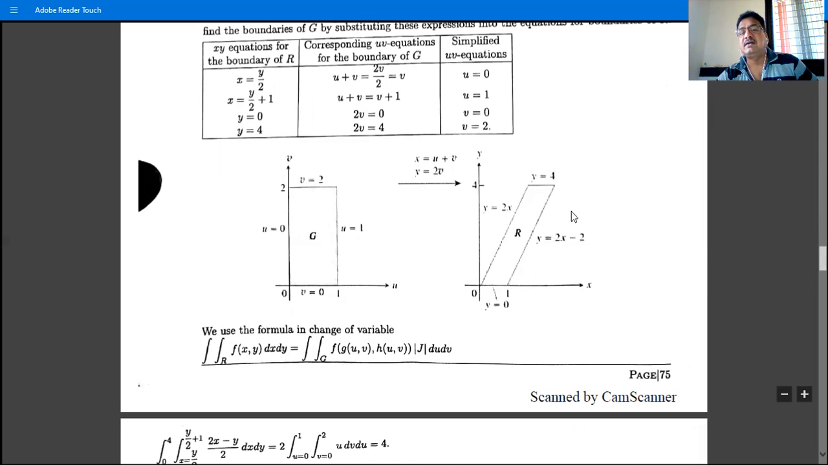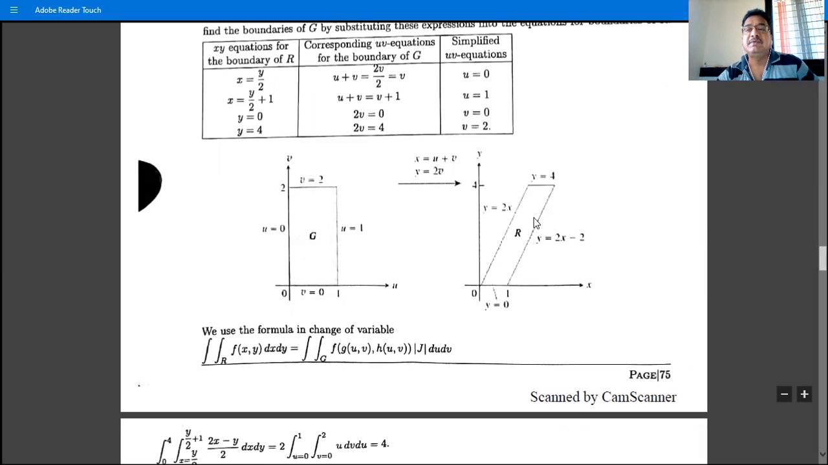And if you have to find another point, substitute x as 4. So what do we have? X as 4, then y is what? 8 minus 2, that is 6. So this point is (4, 6).